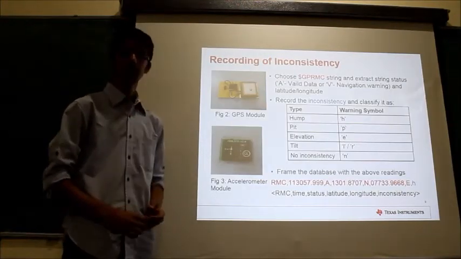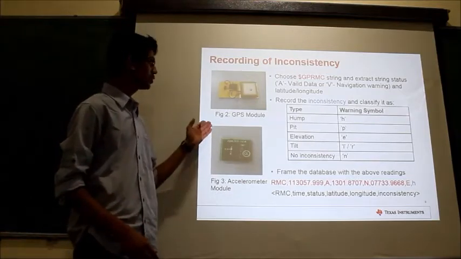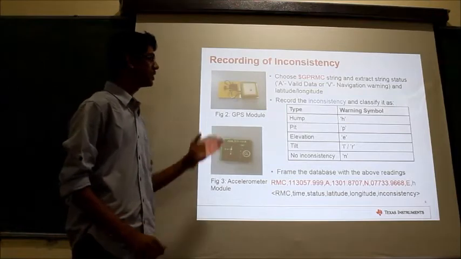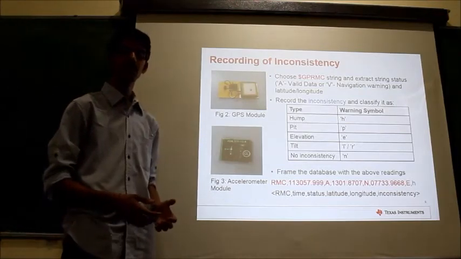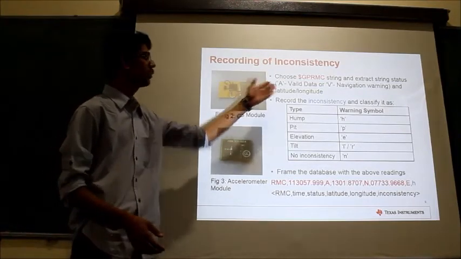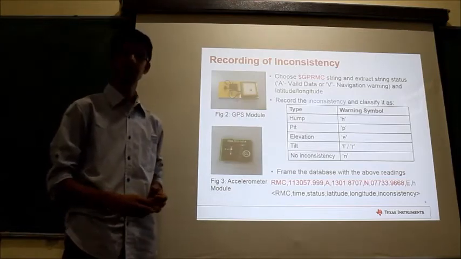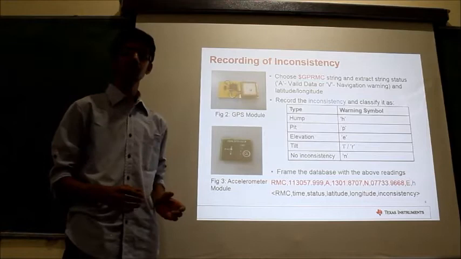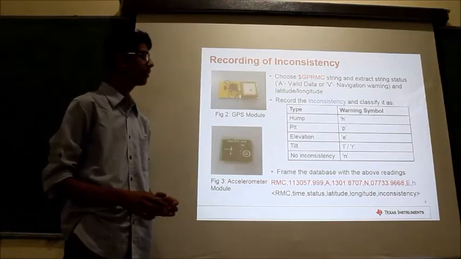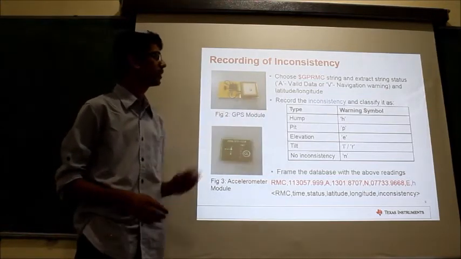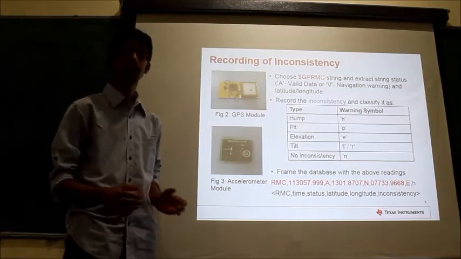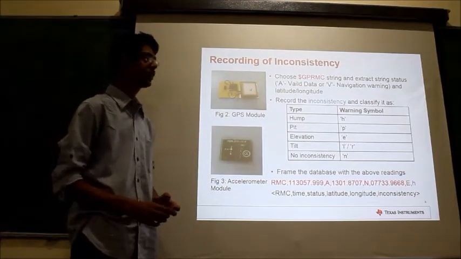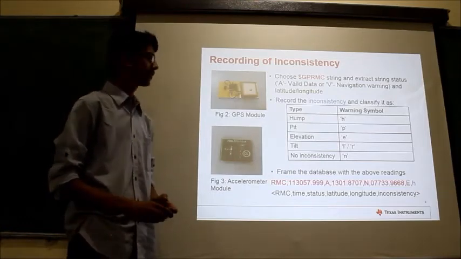Here is how we exactly record the inconsistency. We are using a GPS module and an accelerometer module. In the GPS module, we receive several NMEA characters and we are narrowing down to the GPRMC string, which is the most important one for us. We also first need to know whether the data is valid or invalid, which is noted by the status of the GPRMC string. And yes, we also record the latitude and longitude of the string.